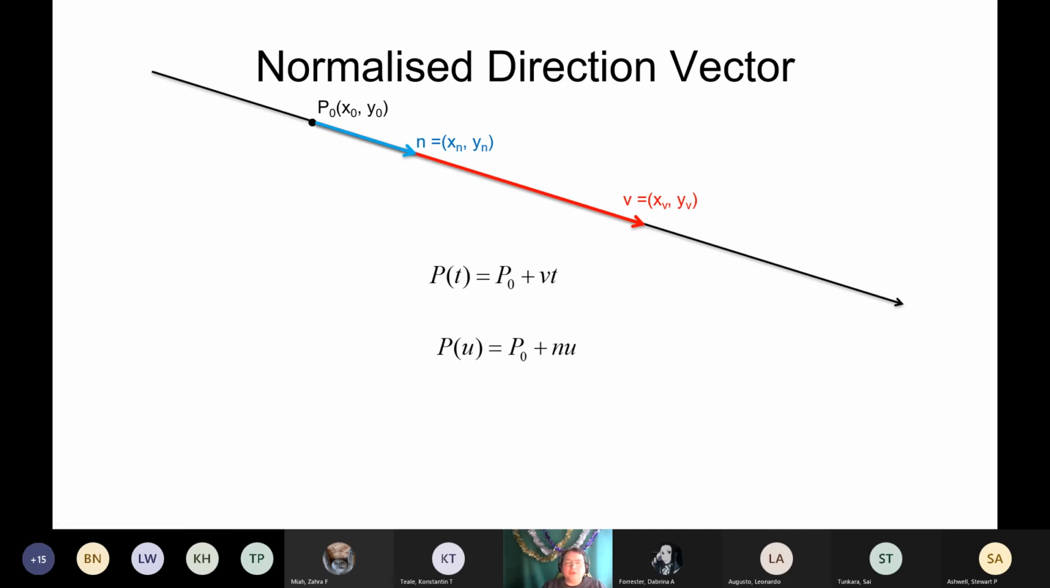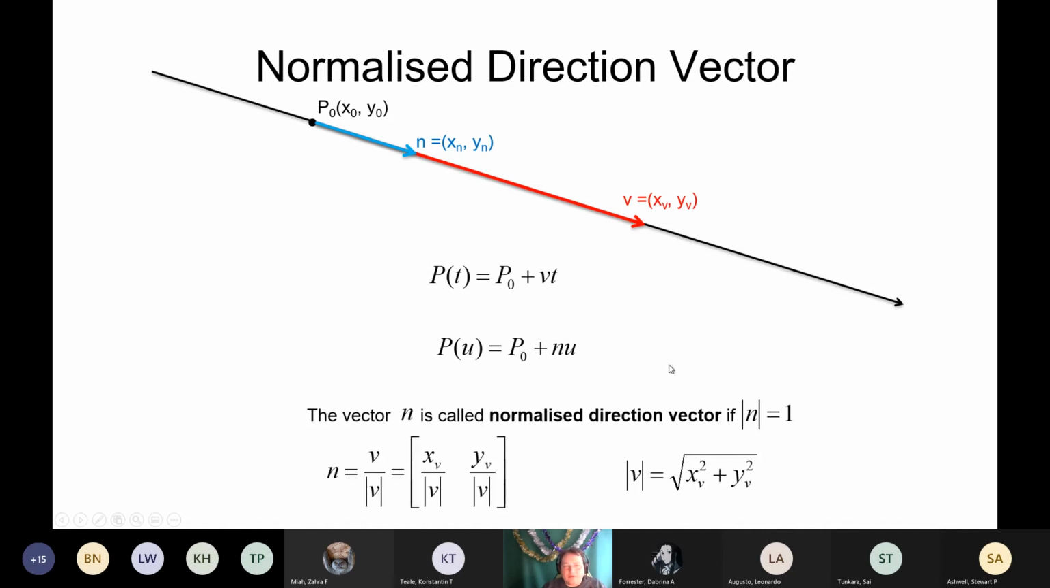You can also recreate any point on the trajectory of our object using this normalized direction vector, but about this in a moment. Now let's have a look at the normalized direction vector itself. It will be called normalized direction if its magnitude is equal to 1. So to get it, you have to normalize the velocity, or divide velocity by its own magnitude, and the magnitude is given with this formula.